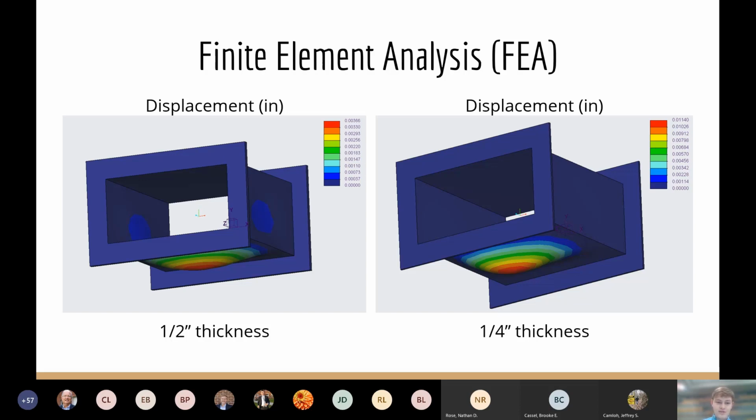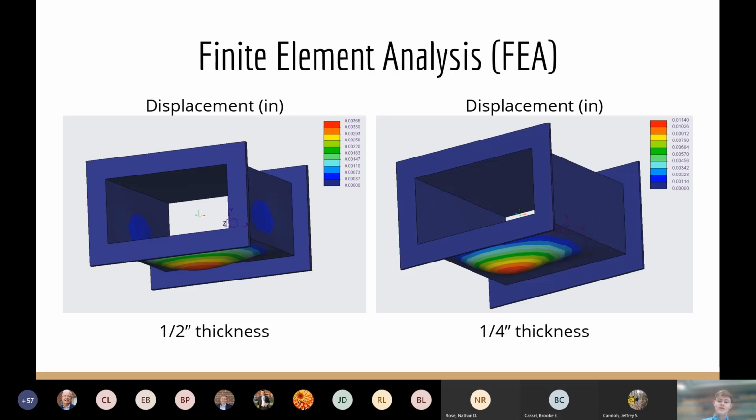So on the left, you can see we have 1/2-inch thickness PVC, and on the right, we have 1/4-inch thickness PVC. The results are as follows. Now on the left, the red area is the max displacement, and the max displacement is about 4/1000 of an inch. On the right, it's about 11/1000 of an inch. Both of these displacements are very small, and we deem this safe.